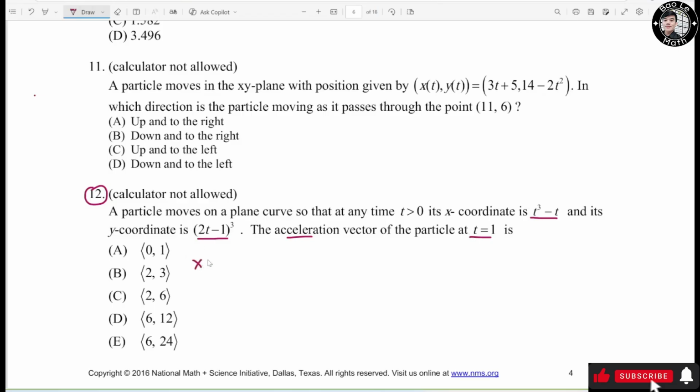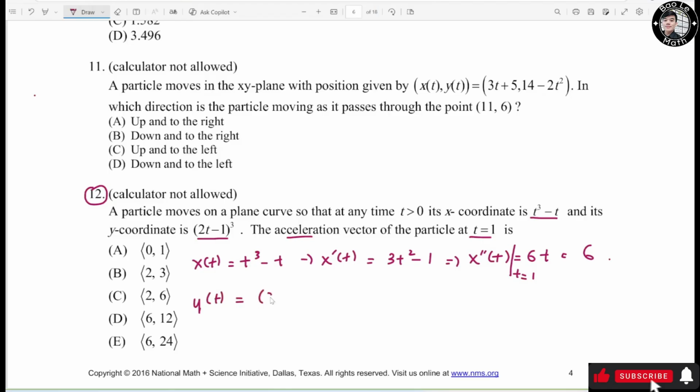So we have s of t equals t cubed minus t, right? And then s prime of t equals 3t squared minus 1, right? So s double prime of t equals 6t, right? And then you need to evaluate this one at t equals 1, right? So it could be 6. Now y of t equals 2t minus 1 cubed, right?